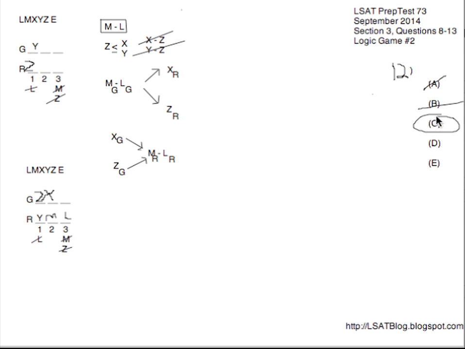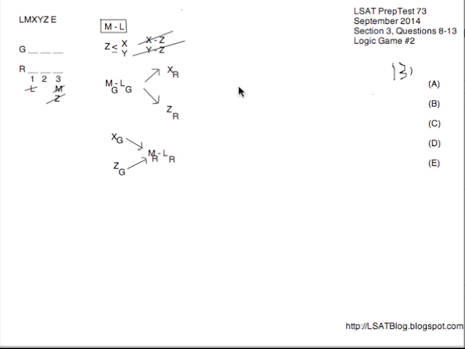I'll quickly run through the others though. X 3 gold? No, X is going on 2 at the latest because we can only have one thing on 3 and that thing is going to be L. And then finally E, X on 1? No, there's no room for it at all, period. So C is our answer for 12.